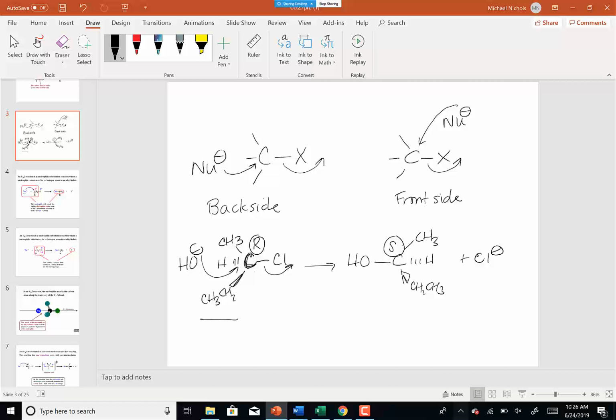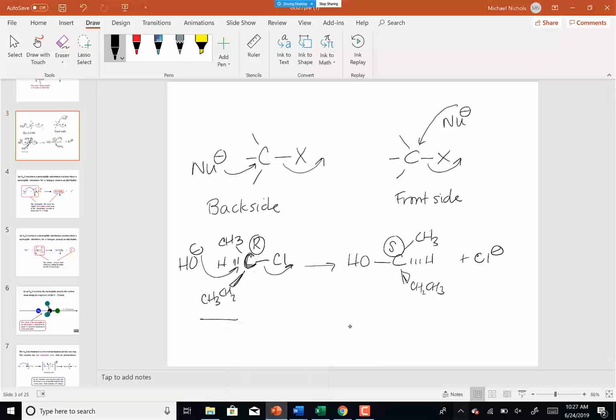And I could determine that because I could look at tables and say, well, my S-2-butanol is either D or L. And so if I do this experiment, I'm going to get the optical rotation. I'm going to determine the configuration from that. So if we went from R to S, then we know it's backside attack.